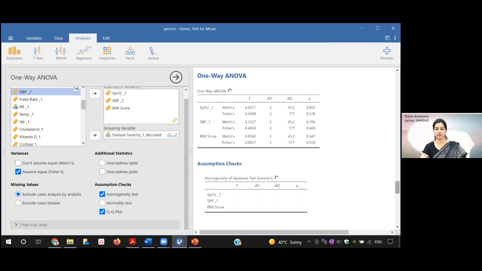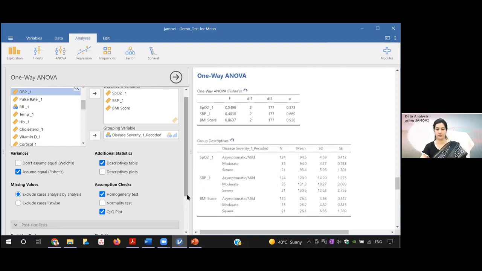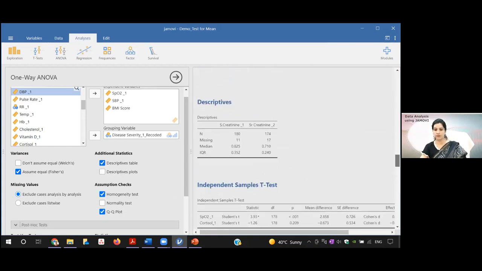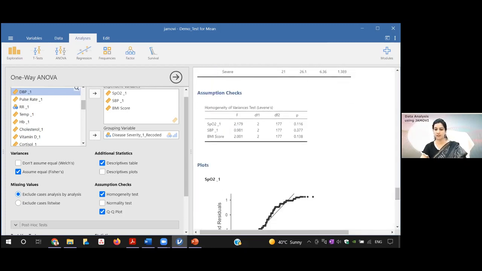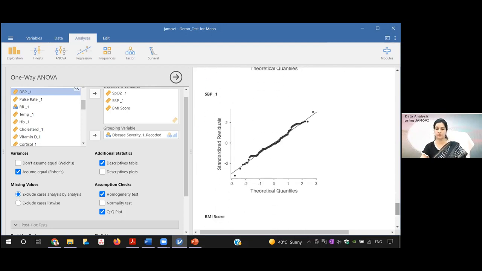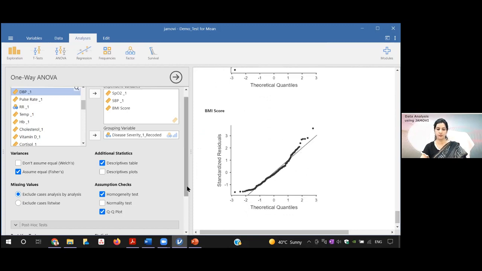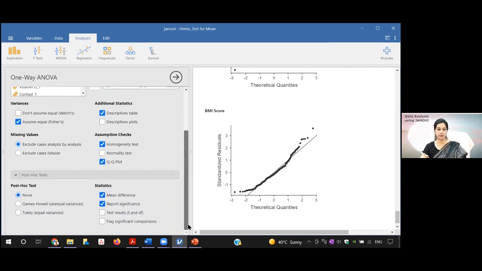And then you have to have a descriptive table. If you wish, you can have a descriptive plot. And then you have to come to this post hoc test. Okay, this homogeneity, I did not see that QQ plot. Let me, yes, this was the QQ plot of SpO2. And this was the QQ plot of SBP and for BMI. So it is approximately normally distributed. So we can apply this. And then you go to the post hoc test.